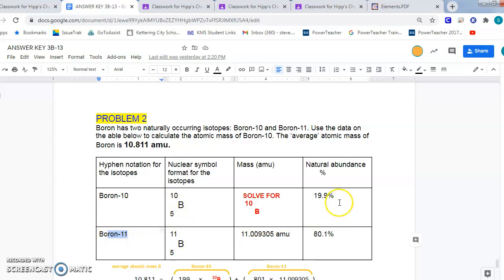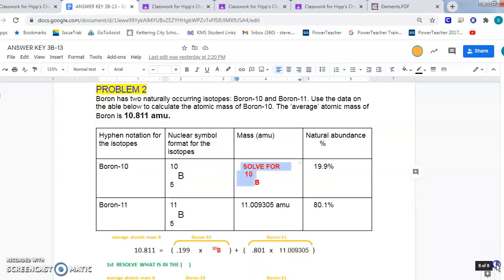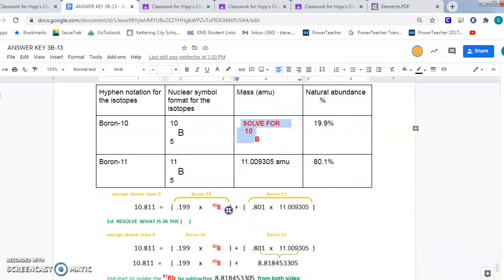They told us that 19.9% of all boron atoms are boron 10, but they didn't give us the mass for boron 10. So when we go to plug our numbers in for boron 10, we can use the fact that it's 19.9%, but in these things we don't want them in percent form, we want them in decimal form. So if we divide 19.9 by 100, that's the same as sliding the decimal 2 to the left, we get 0.199. And we don't know what boron 10's mass is. That's what we're trying to find.